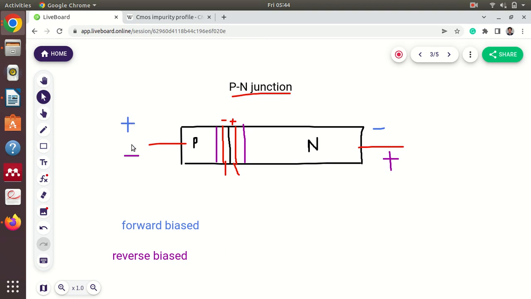When the positive terminal of the battery is connected to P and the negative terminal is connected to the N side of the diode, the current can pass and the configuration is called forward biased. And when the negative terminal of the battery is attached to P and the positive terminal is attached to N, it is called a reverse biased configuration. In this configuration there is almost no current. Some leakage current may flow, which is in nanoamperes, but ideally it should not conduct any current.